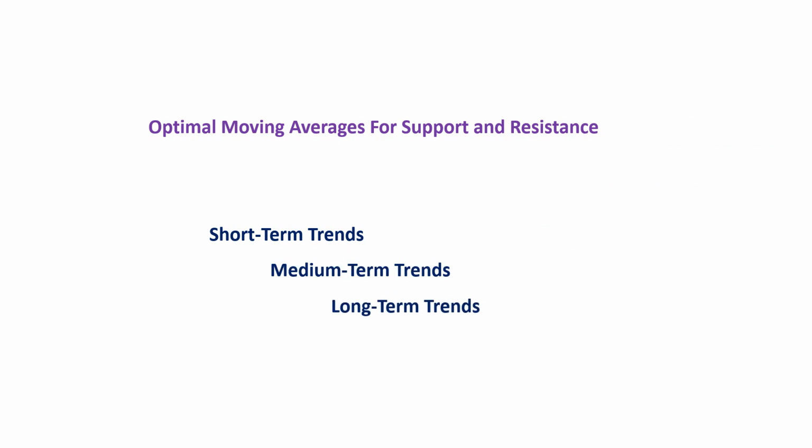Longer-term trends. Traders typically identify these using longer-term moving averages such as the 200 day. These moving averages are less sensitive to short-term price fluctuations and are better suited for capturing the underlying long-term direction in the markets.